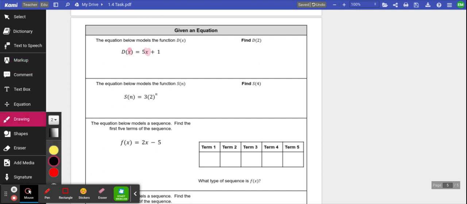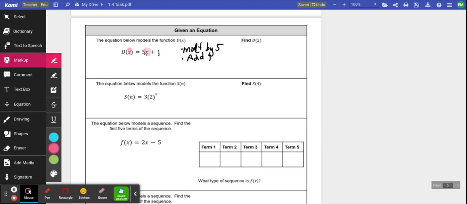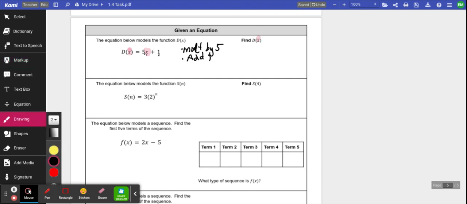It's like the function machine, where it says take your number x, that's your input, multiply by 5, and then add 1. That's what that function equation is telling us to do. Take an x, multiply it by 5, and then add 1. And that's going to get us the answer. So in this case, d of 2, again, we're going to say d of 2 equals 5.